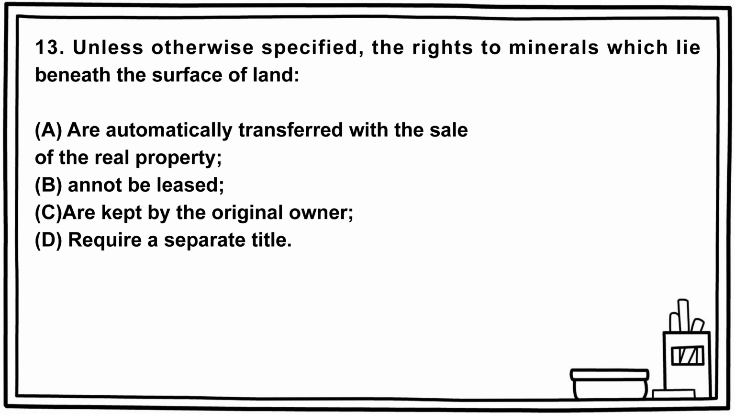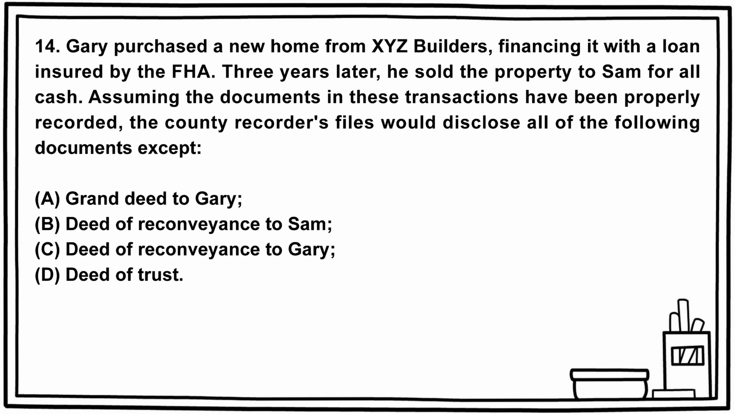14. Gary purchased a new home from XYZ Builders, financing it with a loan insured by the FHA. 3 years later, he sold the property to Sam for all cash. Assuming the documents in these transactions have been properly recorded, the county recorder's files would disclose all of the following documents except A. Grant deed to Gary. B. Deed of reconveyance to Sam. C. Deed of reconveyance to Gary. D. Deed of trust.